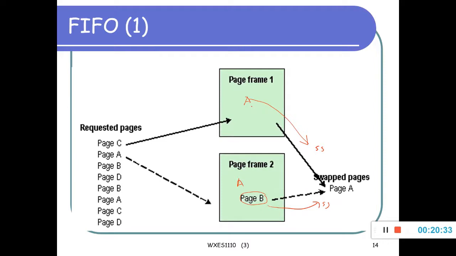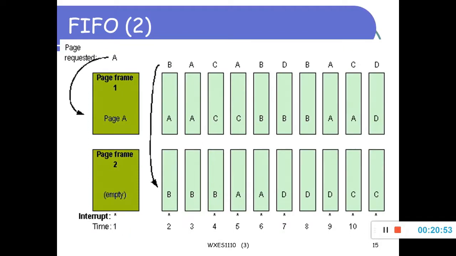Meaning that A comes in first, B is the first in, and then when A needs to come back, B has to go out. Page B entered the page frame first, so it has to be moved out. This is a better example for you to understand.